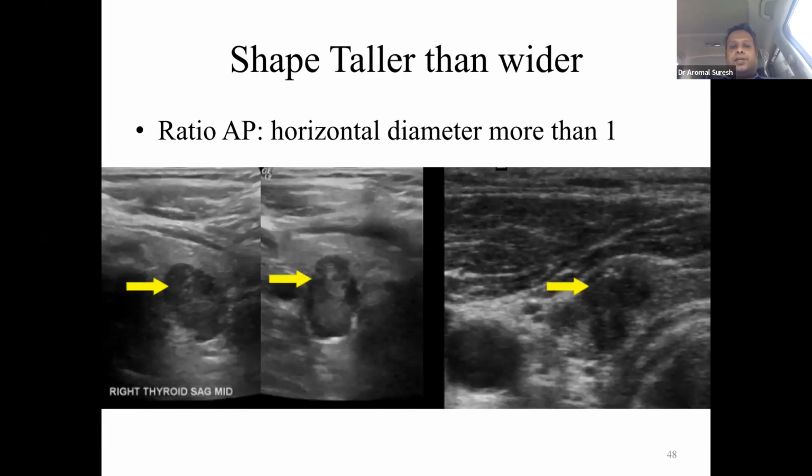And the next thing is called the taller than wider ratio. This taller than wider ratio carries a very high risk of malignancy. I noticed it in very few cases, but whenever we find this, we can correlate it with a high risk of malignancy.